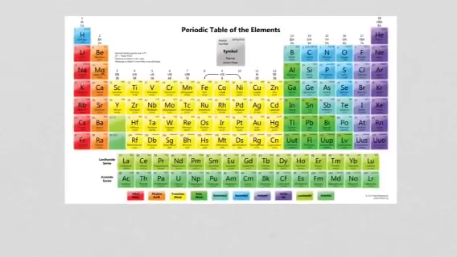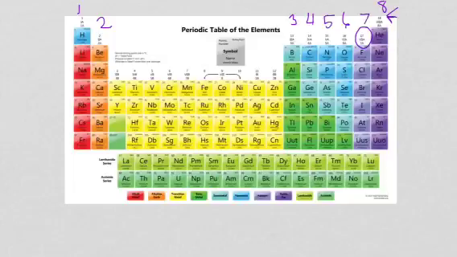If I look at this, I can see my Roman numerals. What is the Roman numeral for fluorine? 7, right? My Roman numerals go to a maximum of 8. So elements in group 1 will have 1 valence electron. Group 2 will have 2. Group 13 will have 3. 14 will have 4. 15 will have 5. 16 will have 6. 17 will have 7. 18 will have 8. Okay?